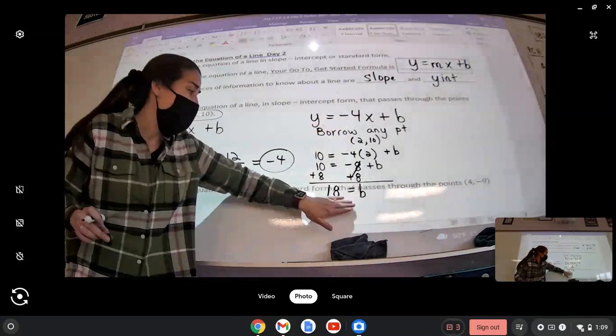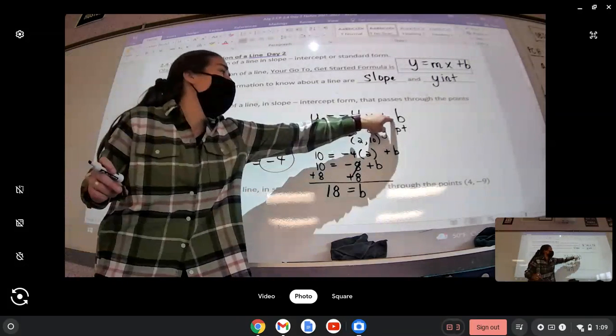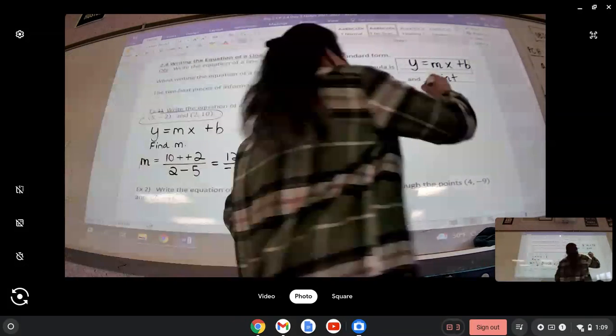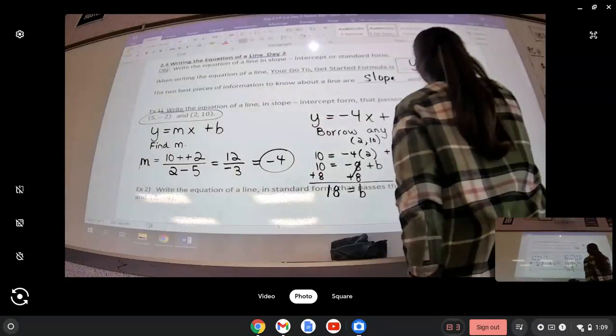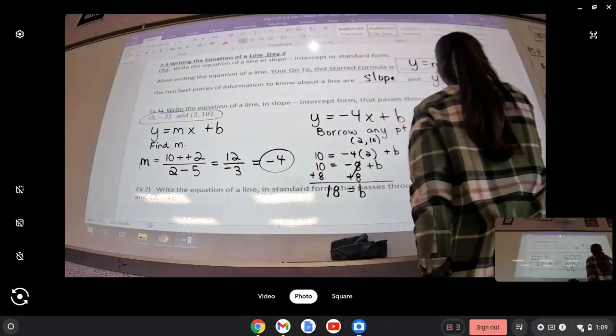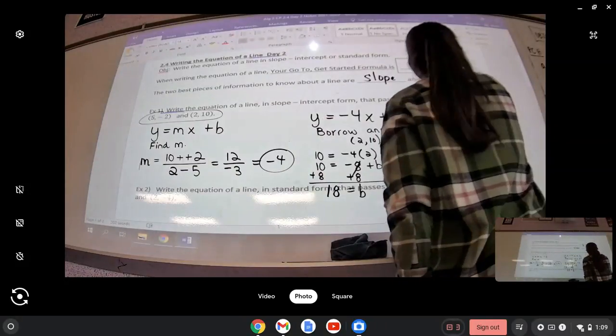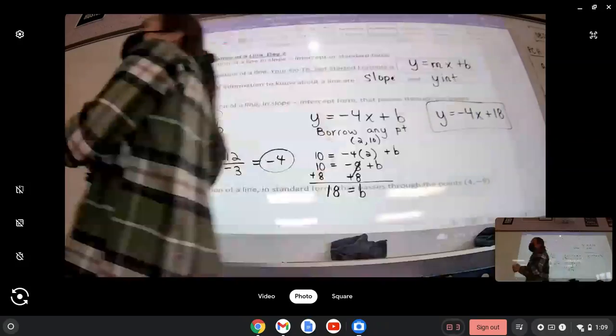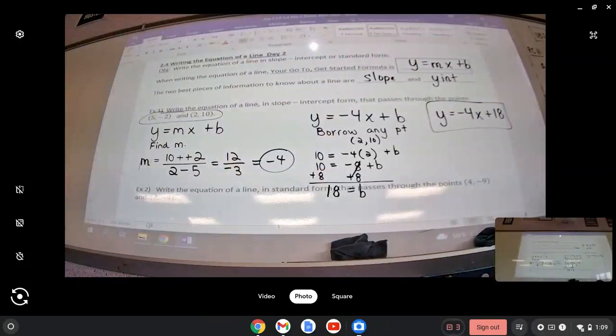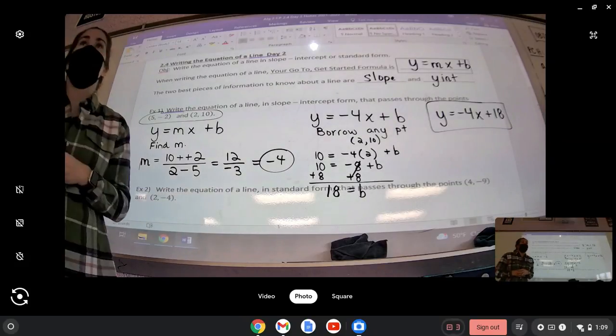So guys, we had slope. We already plugged it in. Now pop 18 in for that b, and you've written the equation of your line. So now it's going to look like y equals -4x plus 18. So again, at some point, you have too much information. So you're just going to have to pick one of the points and forget the other one. Okay? And luckily, we get to leave it in that form, so we're good to go.